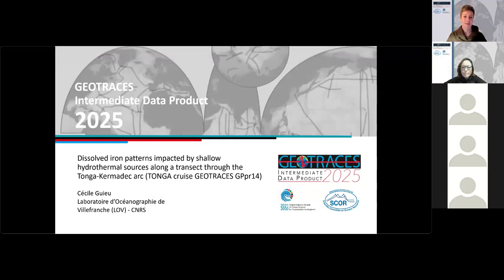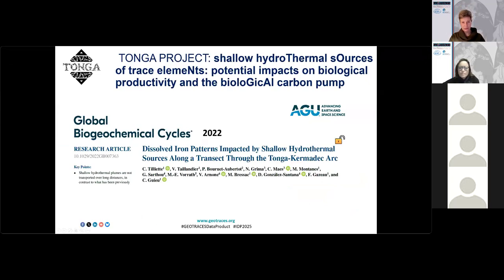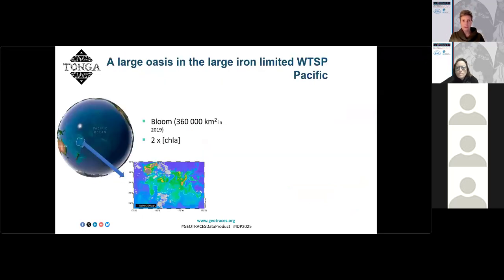Hello everyone. So today we'll talk about dissolved iron patterns impacted by shallow hydrothermal sources along a GEOTRACES process studies transect through the Tonga Kermadec arc. This work is part of CLOEST's PhD, and there is also a paper in GBC published in 2022 in the framework of the Tonga project. So let me take you to the Western Tropical South Pacific, where a huge seasonal bloom, almost the size of France, is observed on a recurring basis.